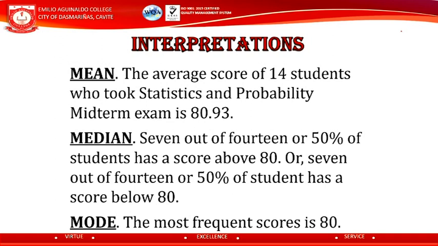That is for the mean. And for the interpretation of the median, 7 out of 14 or 50% of the students have a score above 80, and 7 out of 14 or 50% of the students have a score below 80. We have seen that in our distribution earlier as we arranged the data in ascending order, that our median was 80. So 50% of the students got 80 and below, and 50% got 80 and above.